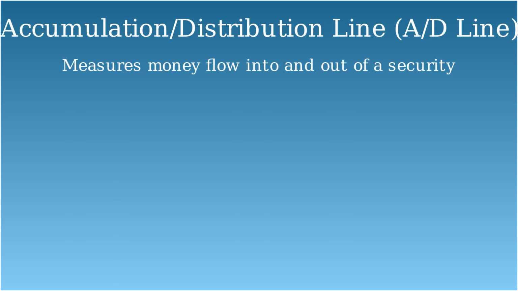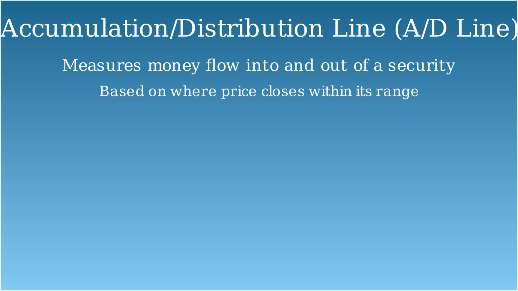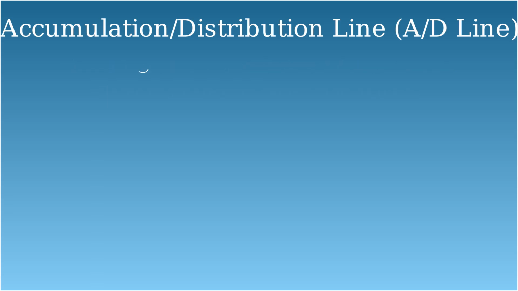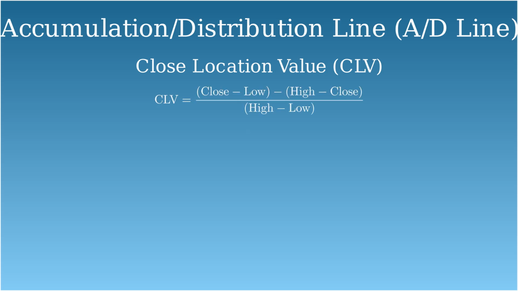The accumulation distribution line, or AD line, is a volume-based indicator that measures money flow into and out of a security. At its core is the close location value, or CLV, which analyzes where a price closes within its trading range. The CLV ranges from -1 to +1.